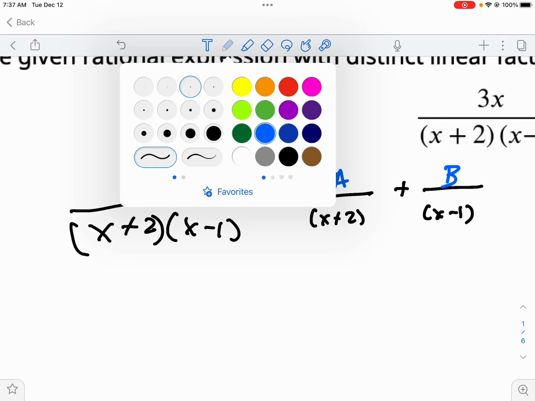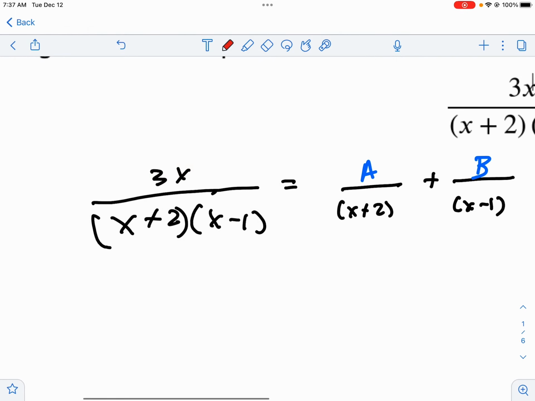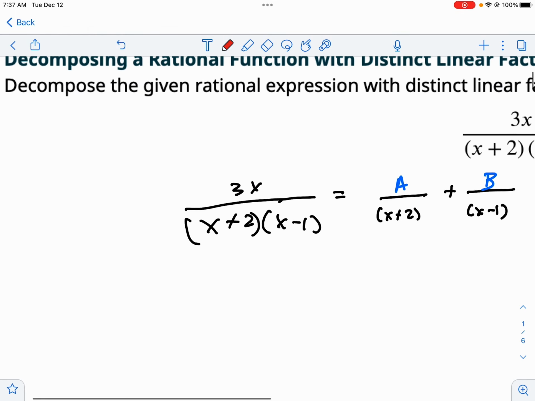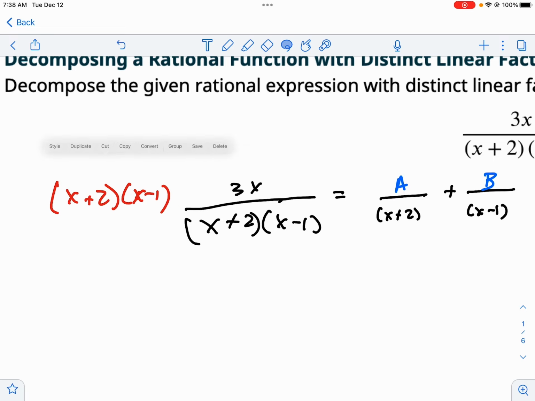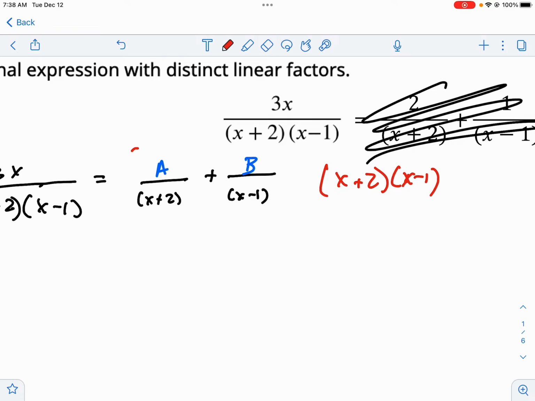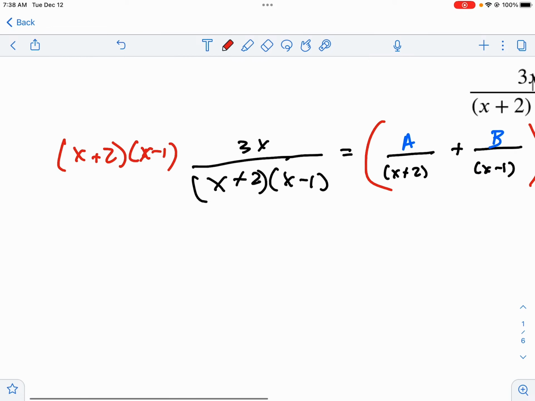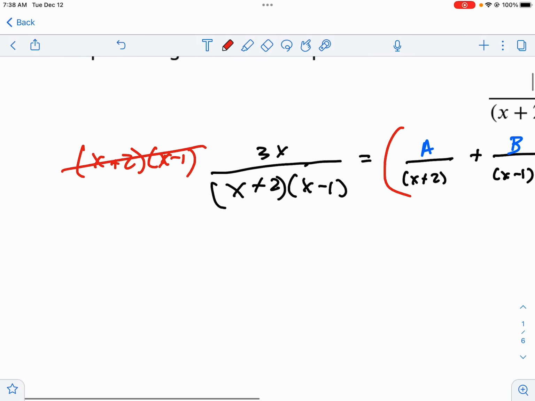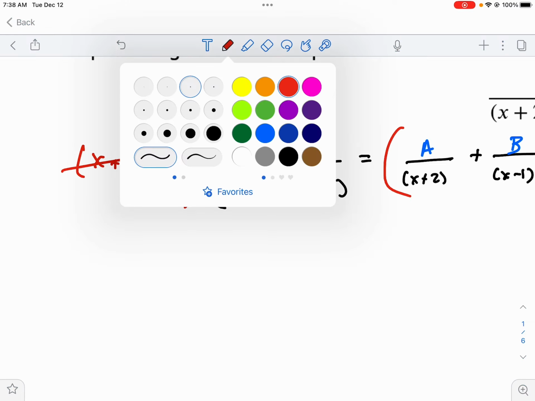decomposition. So naturally, when you see fractions, you want to get rid of fractions. So I need to multiply the top and the bottom, or both sides, by x plus 2, x minus 1, whatever's on the bottom. I need to do that at both sides. So on the left side, it's pretty simple. That goes away, and it does that every single time.